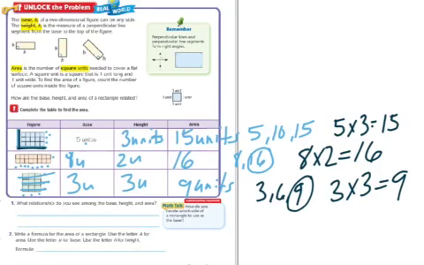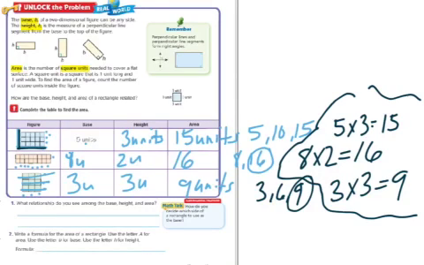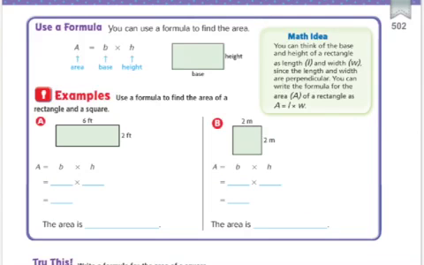Now, the formula that we're going to be using for our area is right here. In order for us to find our area, we're going to multiply our base times our height, and that's going to give us our A, which is equal to our area. Let's take a look at a few more problems. Here shows us our formula. We have A for area, B for base, and H for height.